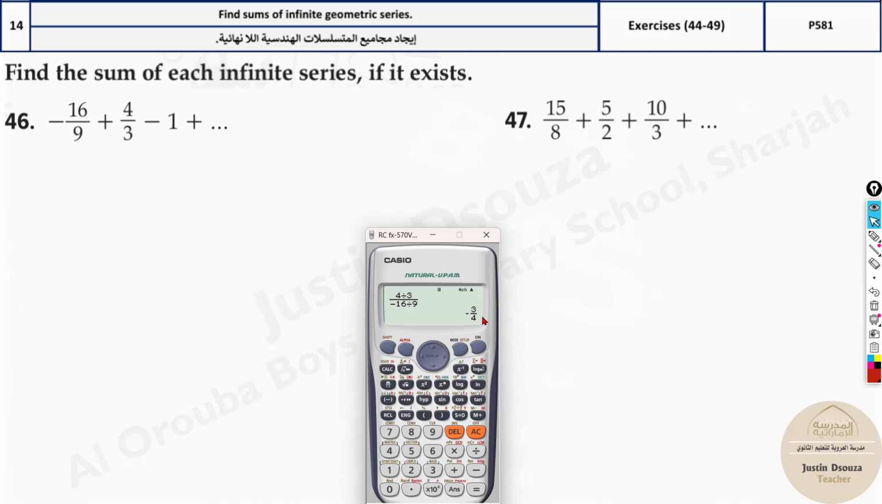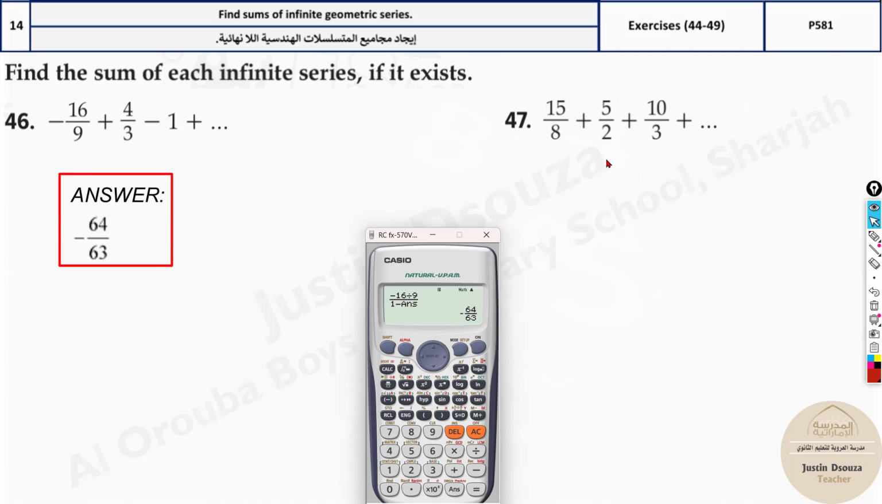Yes, 3/4 is less than 1, so you can find the sum. That is over here minus 16 divided by 9, and over here 1 minus, I can use the answer because the r value is saved over there. The answer is negative 64 by 63. Similarly, you can do this over here.